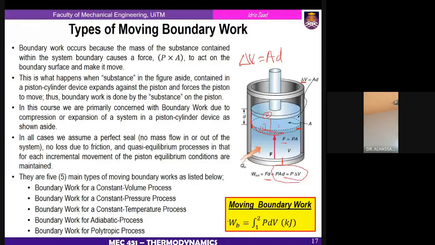Now this moving boundary work can be written in this form. WB is the boundary work, and integrating. If we assume that the piston moves from an initial volume, V1, up to a final volume, V2, then we can integrate over the whole volume to find the total work done, which is given by this. So the integral of PdV is the boundary work, and the unit is kilojoules.